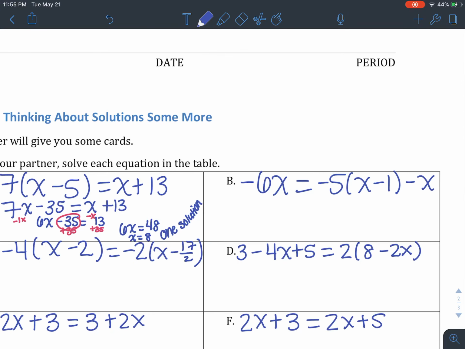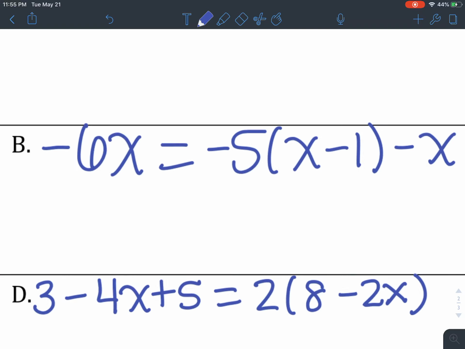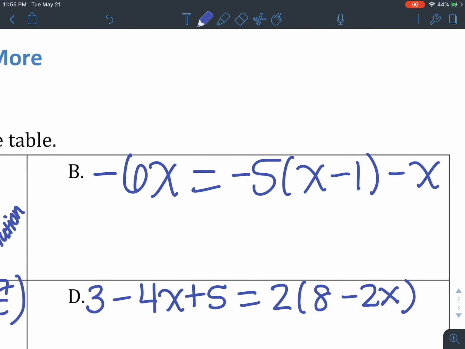All right, so let's look at my next one, letter B. So I have negative 6x. I'm going to keep that there because there's nothing else I can combine. And then I'm going to distribute that negative 5. So I'm going to do negative 5x plus, because it's negative 5 times negative 1, and 2 negatives make a positive. So that's going to be a plus 5 minus x.